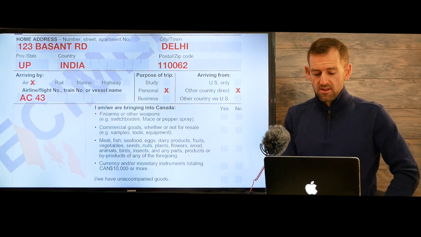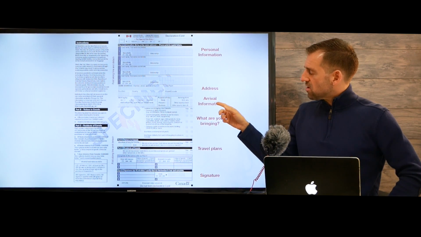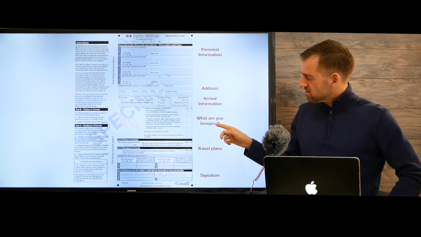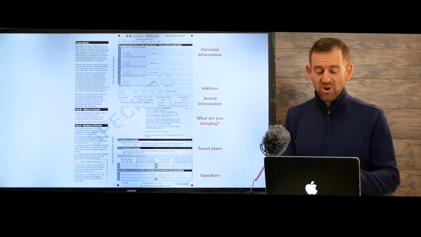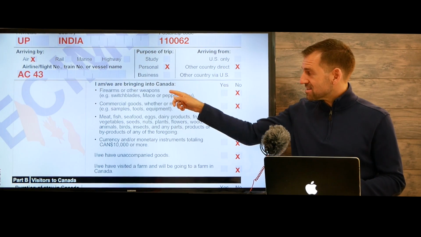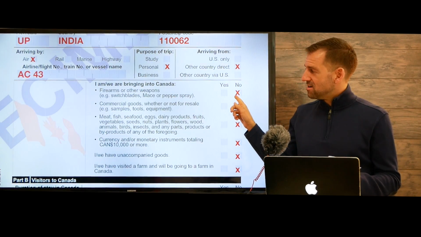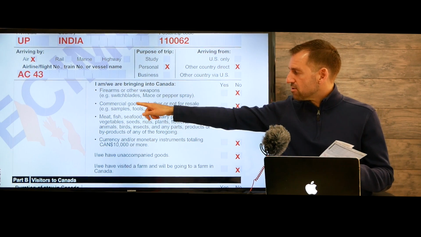Okay, look, we're already half done. We have our personal information, our address, our arrival information. Now we just have these 3 left. So what are you bringing into Canada? Are you bringing anything dangerous, right? Are you bringing any guns? No. Are you bringing any goods? Here it says commercial goods.